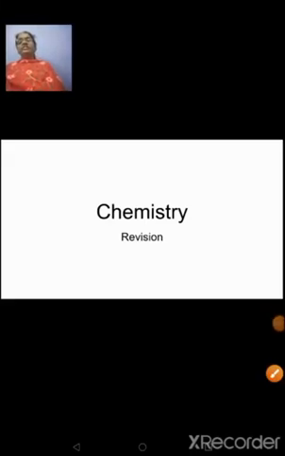We will continue revising the chapters in today's session which are included for your summative assessment. You all know the chapters which are included from the chemistry part: chemical reactions and types, acids, bases and salts, and periodic classification of elements. These three lessons are included in the chemistry part.